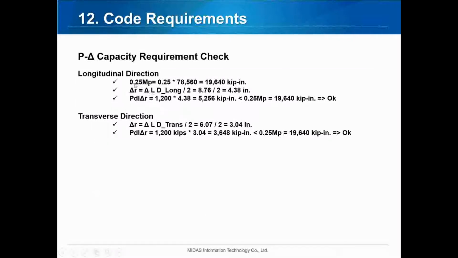And so in the longitudinal direction, 25% of our plastic moment came up to be about 20,000 kip inches. And we computed the P delta moment of 56 kip inches. That came up to be less than 19,640, and we were okay there. Again, now in the transverse direction, similarly, we computed a moment of 3648 kip inches, again less than 19,640 kip inches. Again, we were okay.